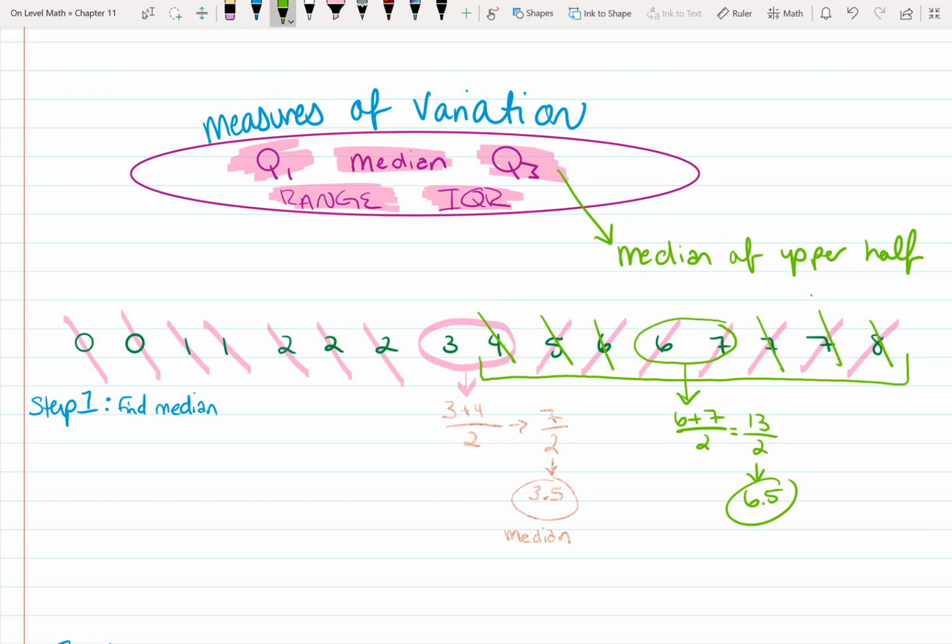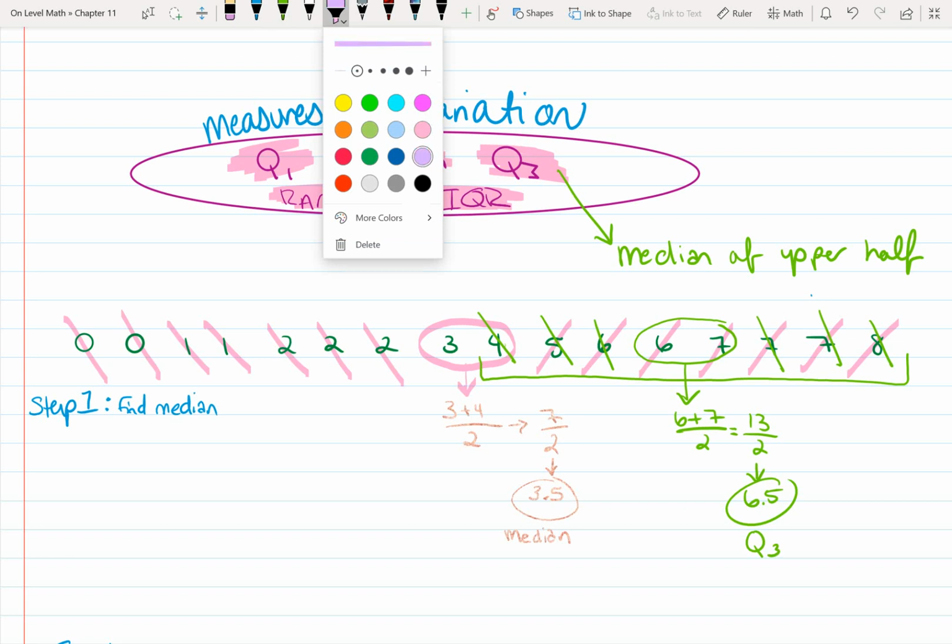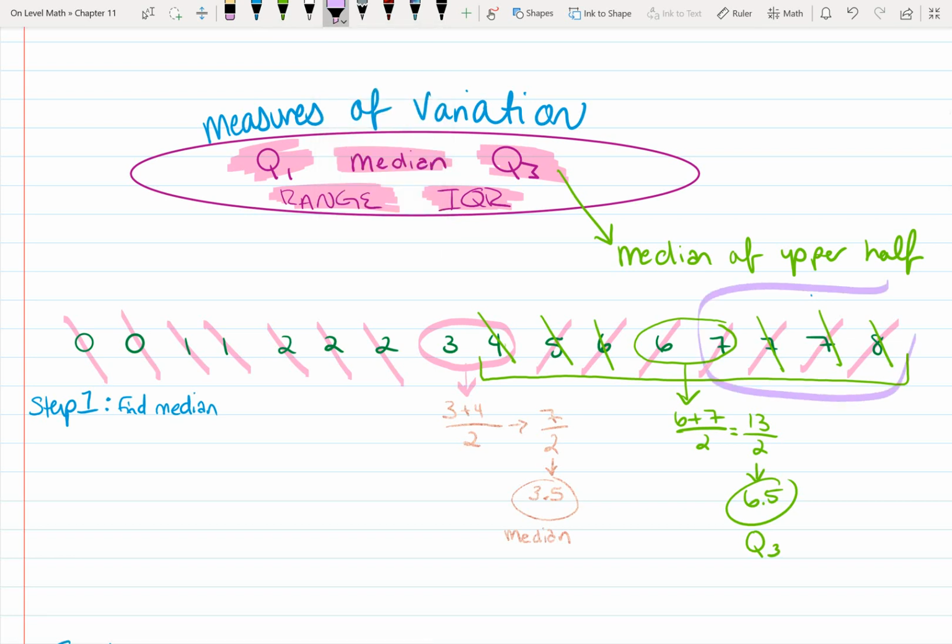6.5 is my quartile 3. It's a weird name, quartile 3, but I'm just going to explain this really quick. This is a quarter of our data. This is a quarter of our data. When we find quartile 1, we'll have a quarter of our data. And eventually, all 4 of those will add up together.